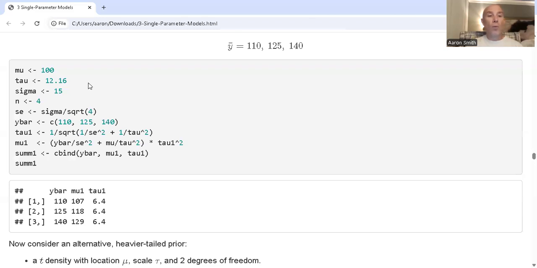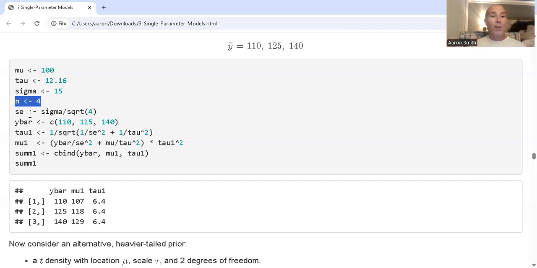Okay, so let's go ahead and run through the code using the formulas we've already seen. I know what my average is: it's 100 because of my prior belief. I've got my tau that I just computed as 12.16. Sigma is 15, and that's from our knowledge of the IQ tests. And then N is the number of IQ tests that Joe took.